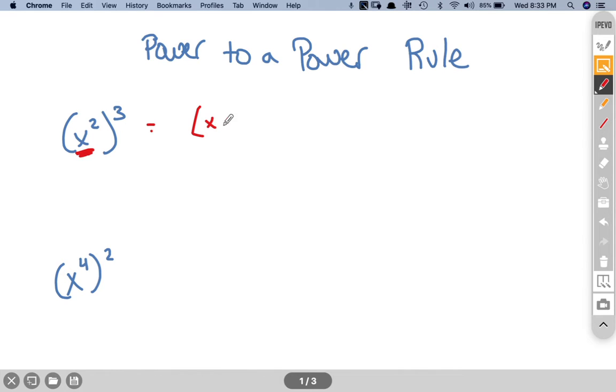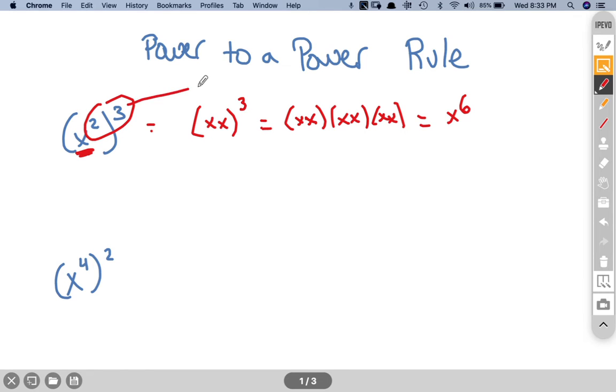So on the inside, I have two x's. And then raised to this 3 just means that I have those two x's times itself 3 times. Now, writing it out can be a pain, especially if it's bigger numbers. How many total x's do I have? In that one, I have 6. So maybe there's a relationship between that 2 and 3 and 6.